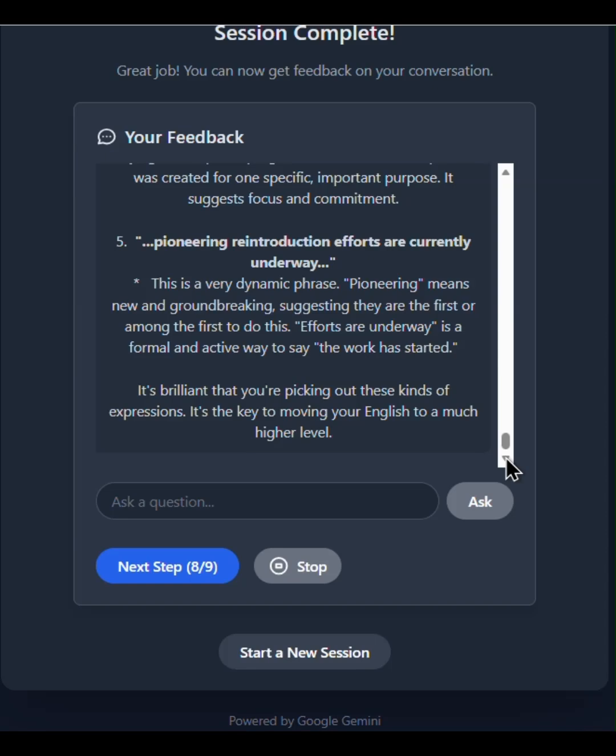It's brilliant that you're picking out these kinds of expressions. It's the key to moving your English to a much higher level.